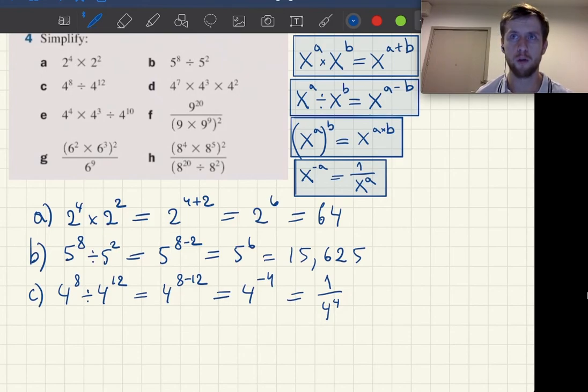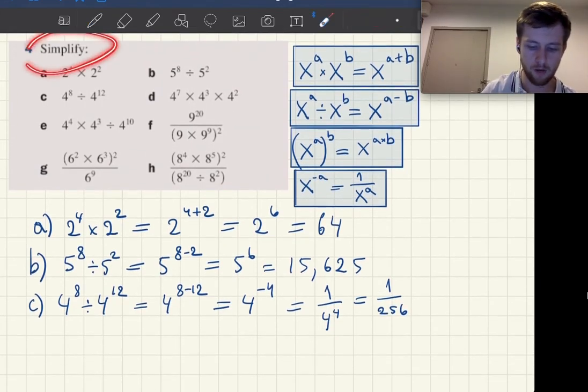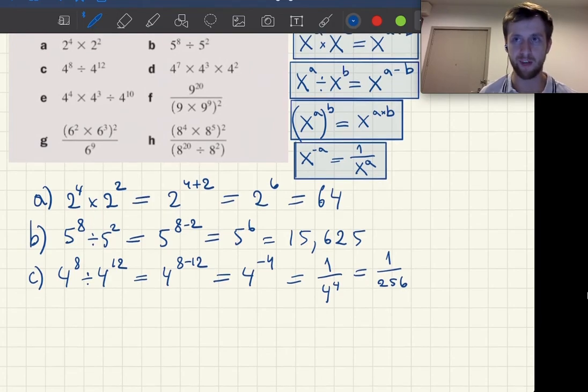What's 4 to the power of 4? I think I remember it. 4, 16, 64, 256, right? It's 256, so it's going to be 1 over 256. Again, I'm not sure it's necessary because they just tell you to simplify, but I'm simplifying it. Alright, so let's do a couple more of them, and I think we will have to continue this in the next lesson.